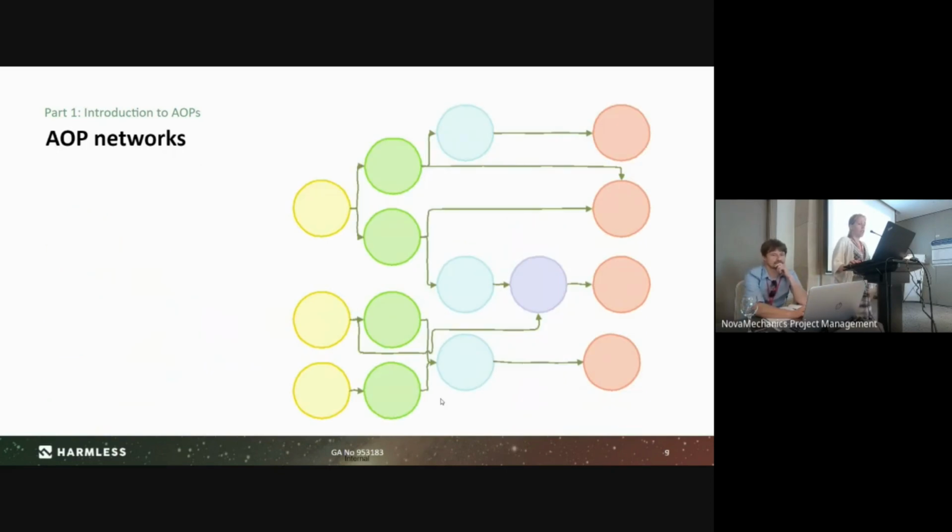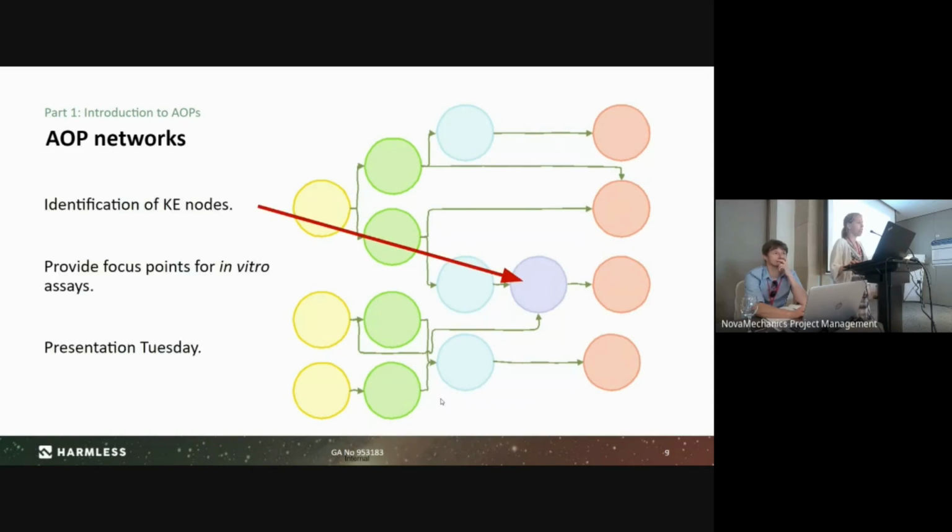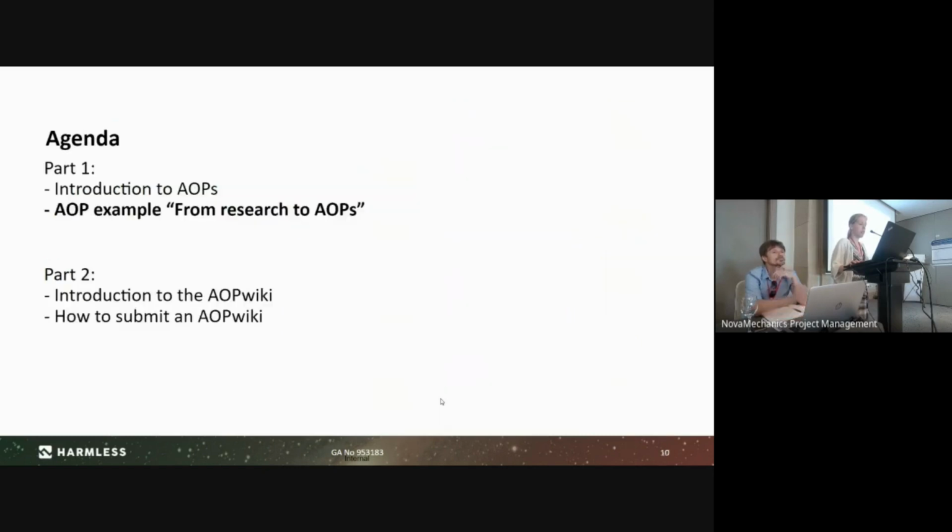Lastly, they can also be interconnected on several levels. Here we have one network with several MIEs and also several adverse outcomes. Here we can identify key event nodes that link different AOPs together and provide sort of hubs. And these could provide focus points, for example, for in vitro assays and further analysis. This was some of what I touched upon in my presentation on Tuesday. So this was just a brief introduction to AOPs.